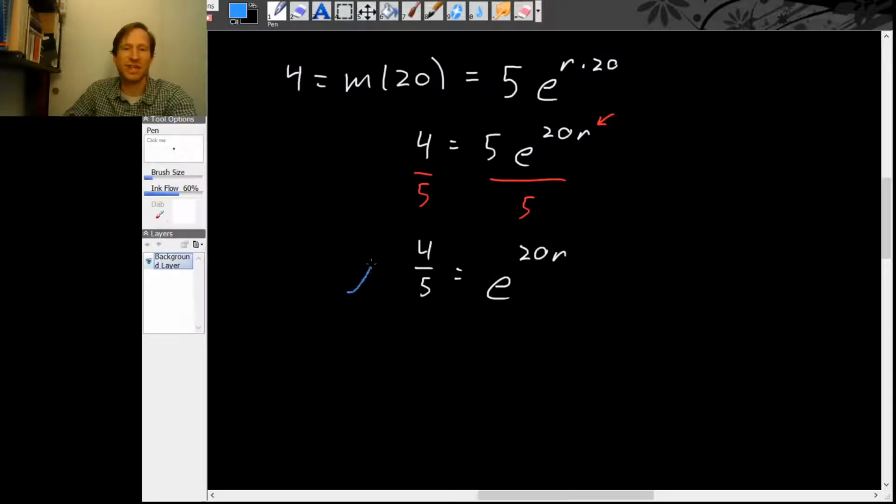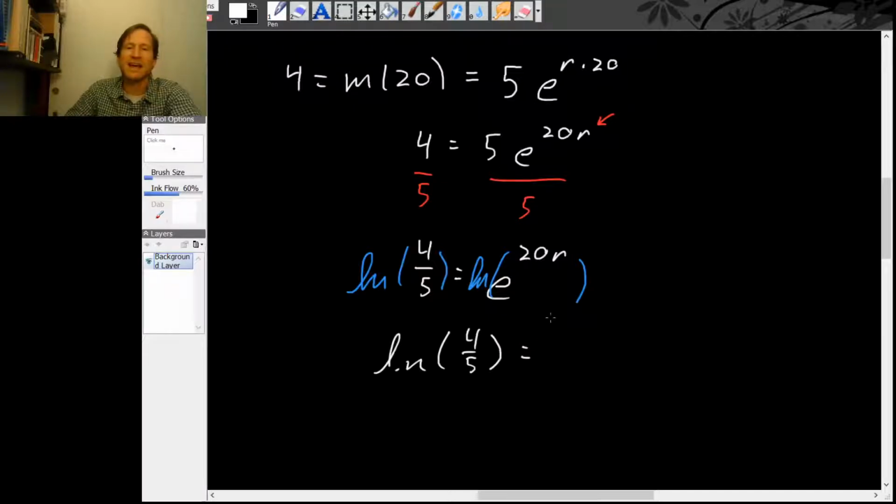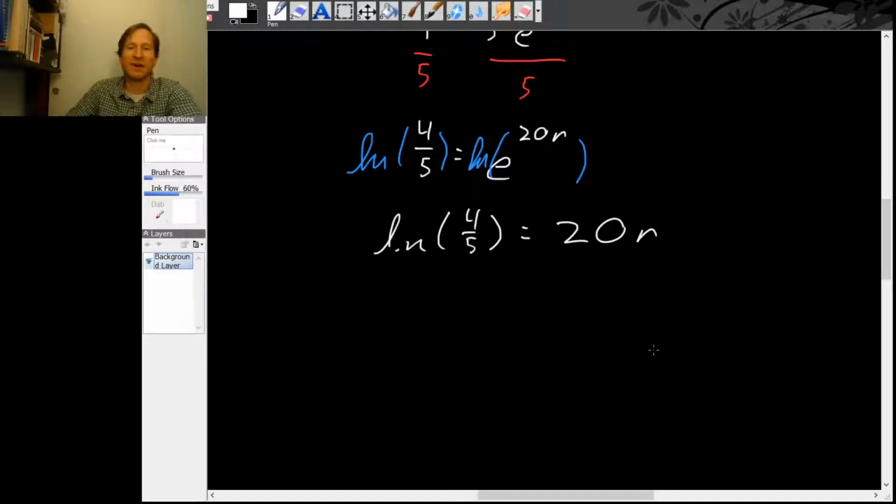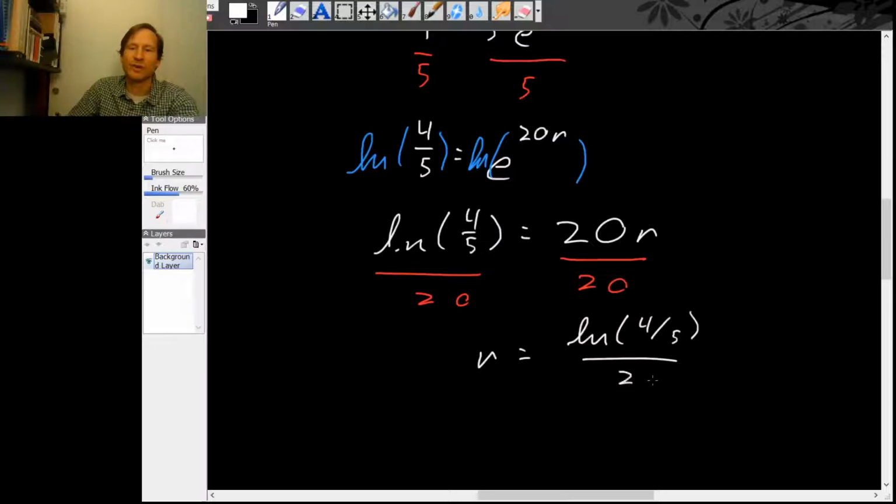Now we're in a position to take logs. So let's take logarithm on both sides. And it's going to be a natural log since the exponential is base e. On the left-hand side, we get natural log of 4/5. And on the right-hand side, natural log of e to something is just the something, so that's 20r. And now we can divide both sides by 20. And finally, we know r. R is natural log of 4/5 over 20.